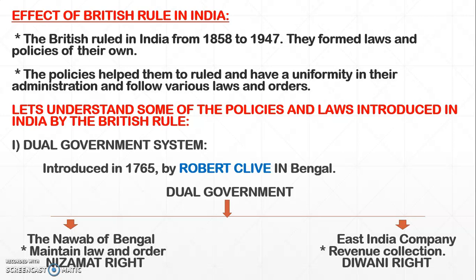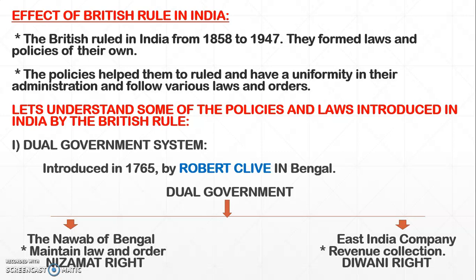First, the Britishers, Robert Clive, entered into the Bengal provinces in 1765. There he started with this first policy. The Nawab of Bengal, who was the ruler of that state, was also there as a ruler, but along with that, the East India Company was also there. What did the East India Company do? The Nawab was given the right of maintaining law and order in the state, that is looking after the laws, the proper well-being of the people, and how protection should be given to the people. The maintenance of law and order came to be known as the Nizamat right.